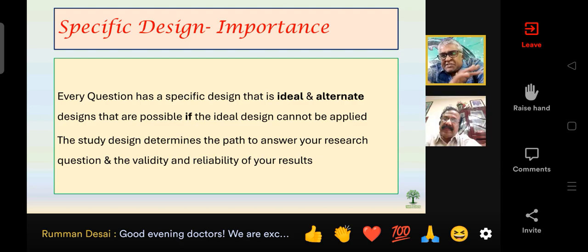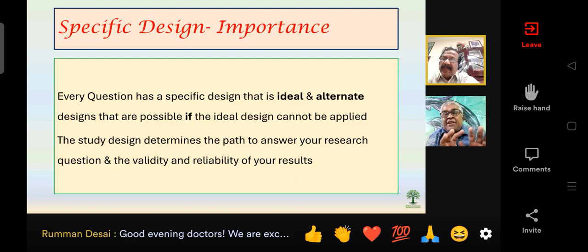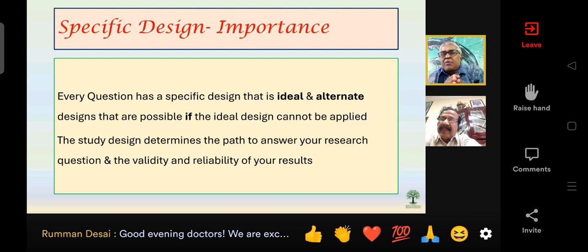So there is an ideal design, there is an alternate design. But every question that you ask has got a specific design that will help you get the answer for that particular question in a reliable and valid manner. So the study design determines a path for you to follow to get the answer for your question. And if that is not appropriately chosen, you will end up going through different bylanes, not on the national highway, but through small bylanes. And then if you're using Google Maps, you will get stuck somewhere. Where there's supposed to be a road, there might be a pond. So this will be like that.